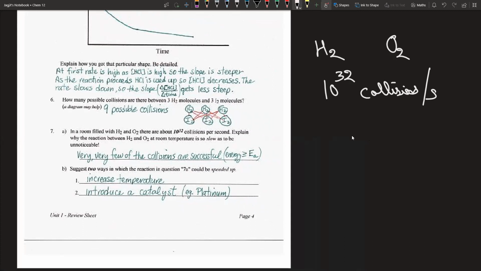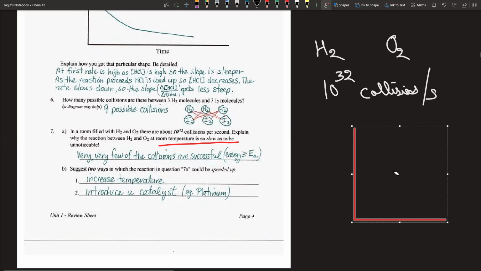What that means is that you have lots of collisions happening. In a typical room, like the room that you and I are sitting in, there's a whole bunch of H2 and O2 molecules, right? And there's tons of collisions happening. But why is there no reaction happening between H2 and O2? So the question says, why is the reaction between H2 and O2 at room temperature so slow, so as to be unnoticeable? Why aren't you noticing any reaction between them? Well, the reason for that is, I'm going to introduce you to this now.